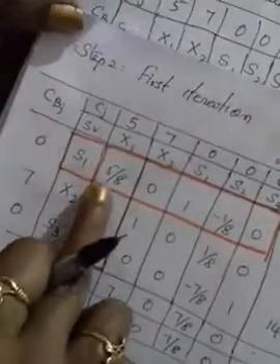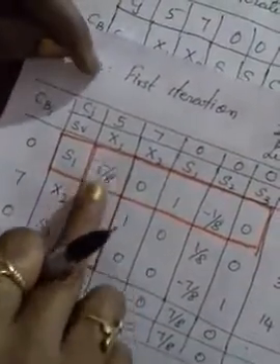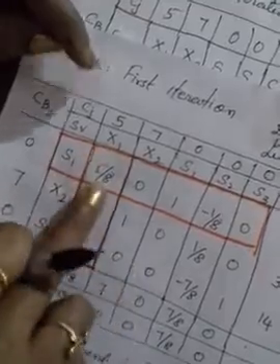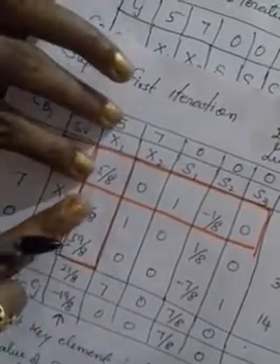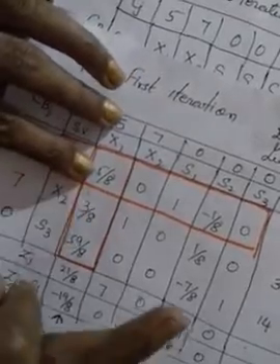So what is the key element in your second table? The key element in your second table is 5 by 8. So we have to convert this element into 1. How do we make it into 1? If you divide 5 by 8 by the same value, 5 by 8, we will get 1, isn't it?